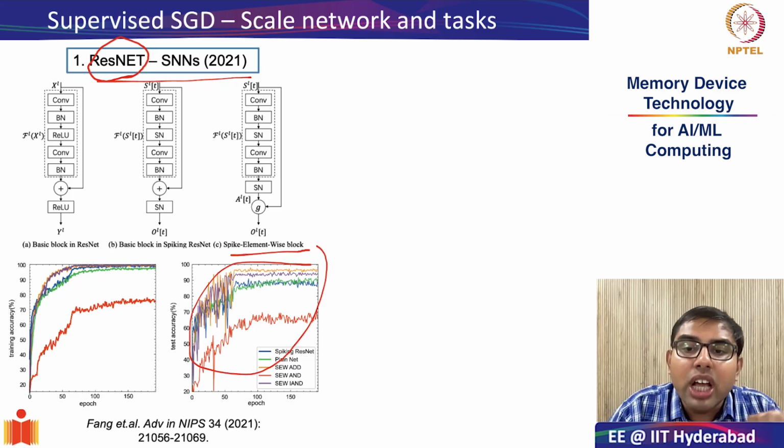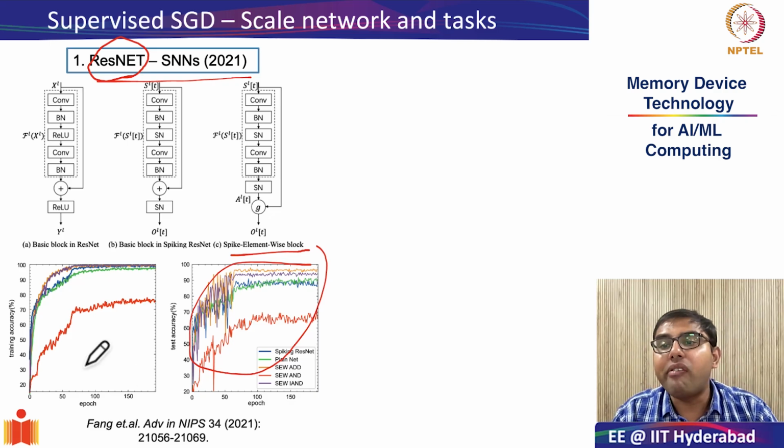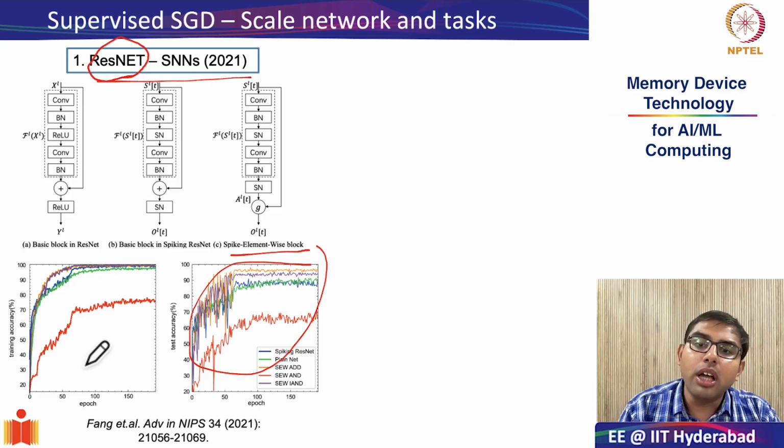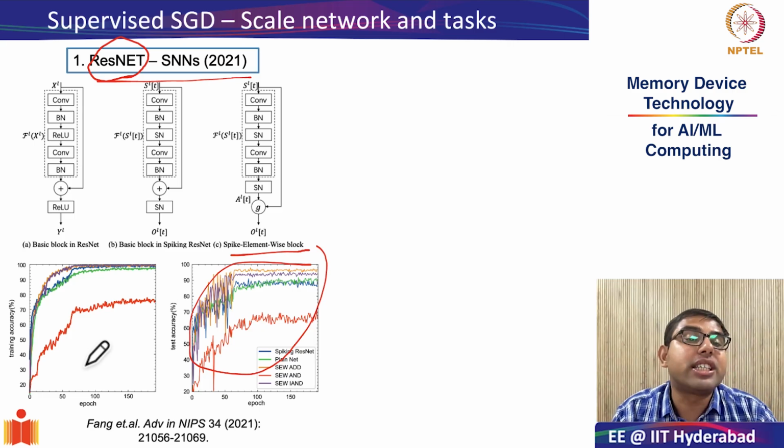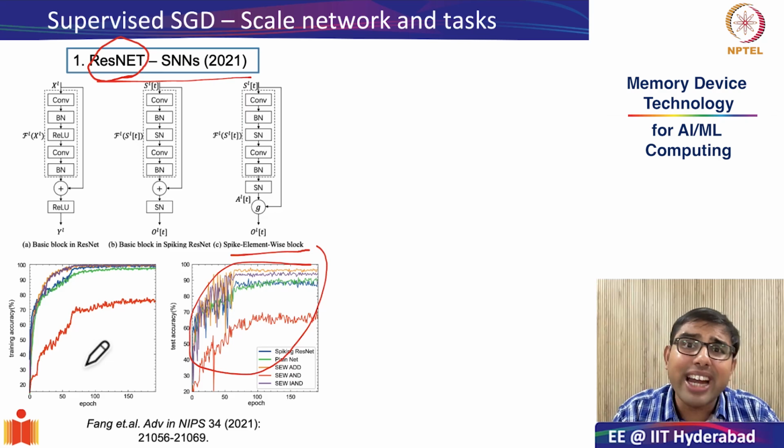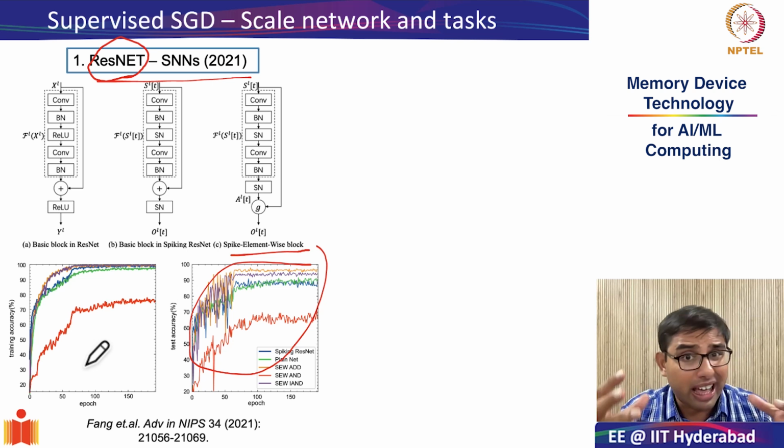So using this surrogate gradient descent, they were able to directly train spiking neural networks, and they were able to achieve state-of-the-art performance on complicated data sets like CIFAR 10 and CIFAR 100, which has been very, very difficult, or rather impossible, with unsupervised learning.